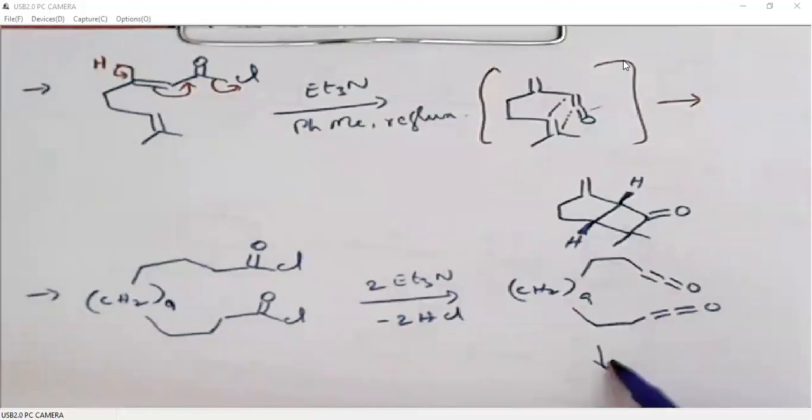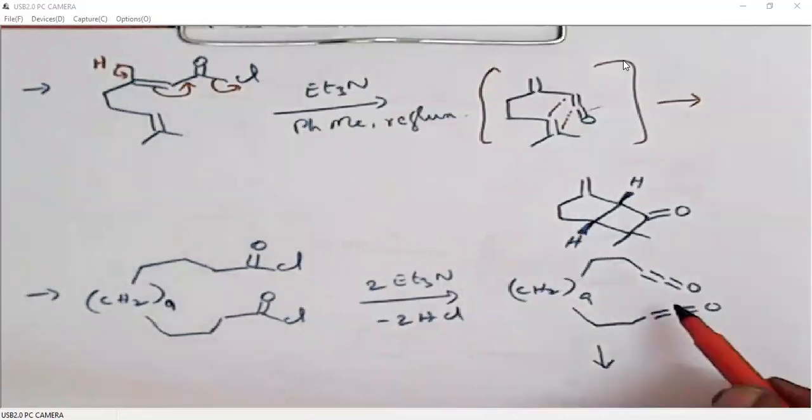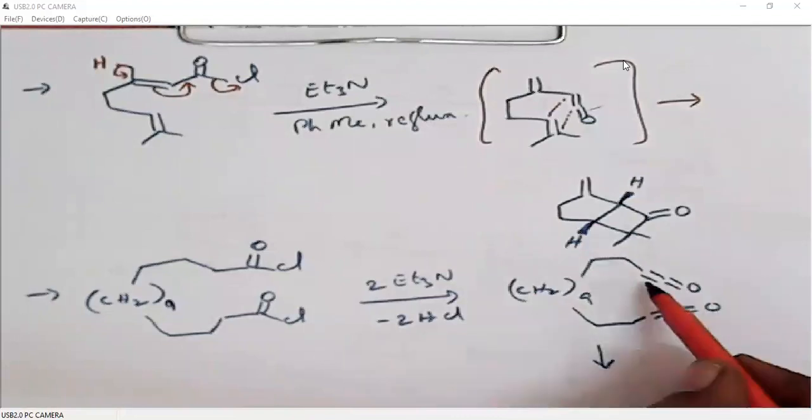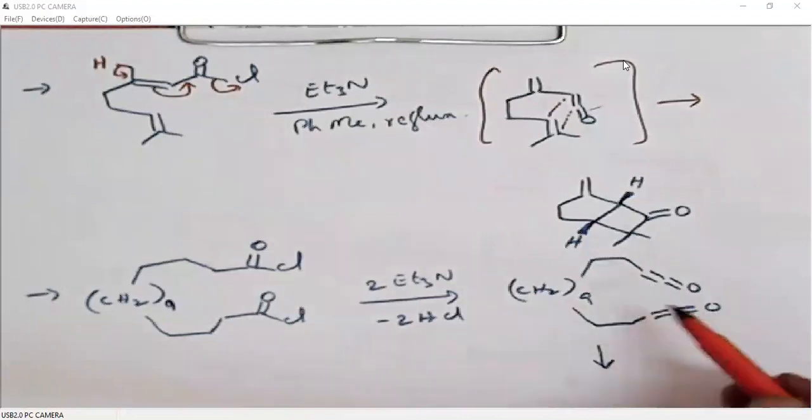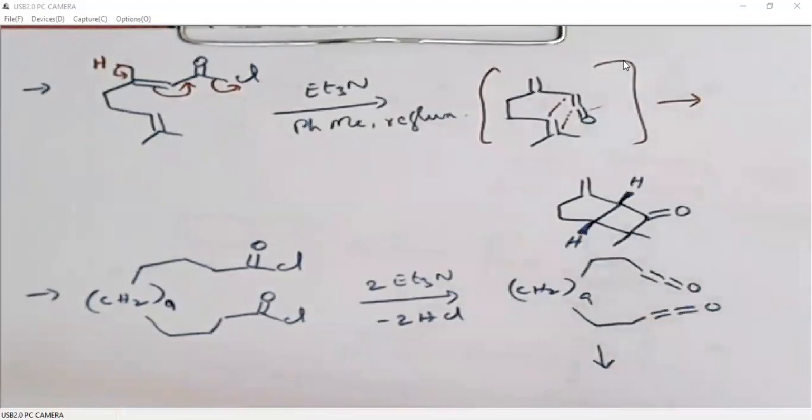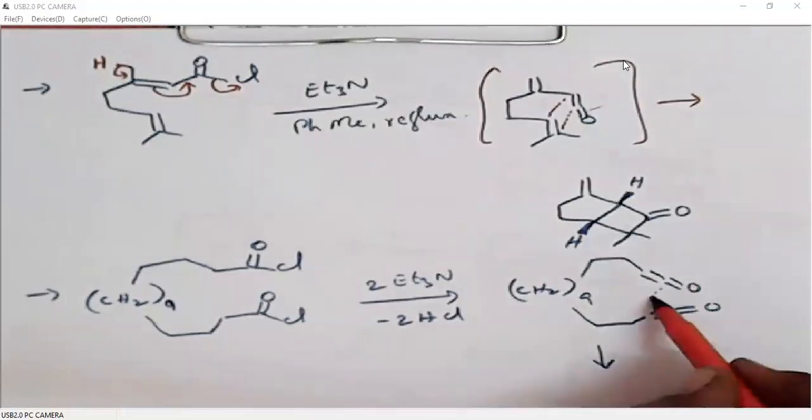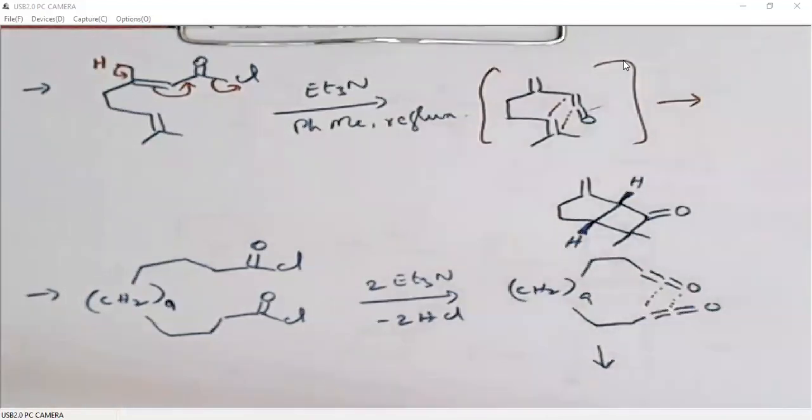Now these two ketenes, because they are unstable, will undergo intramolecular cyclization. We can write it anyway, it's not a problem. Whether you want to involve this carbonyl with this alkene or this carbonyl with this alkene, both are possible because it is a symmetrical ketene. So I'll take any one. I'll write like this.